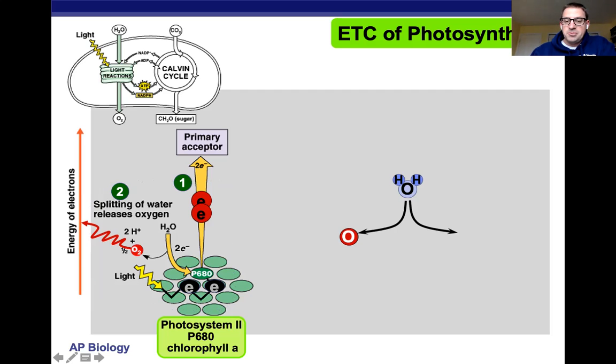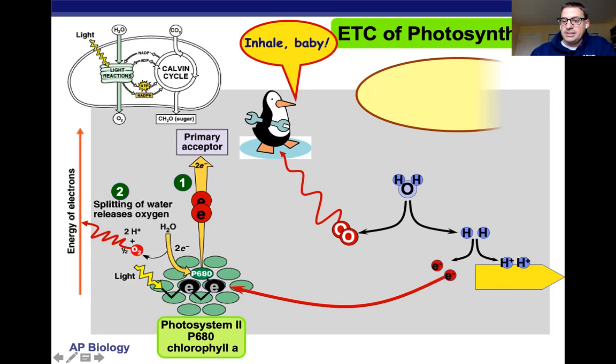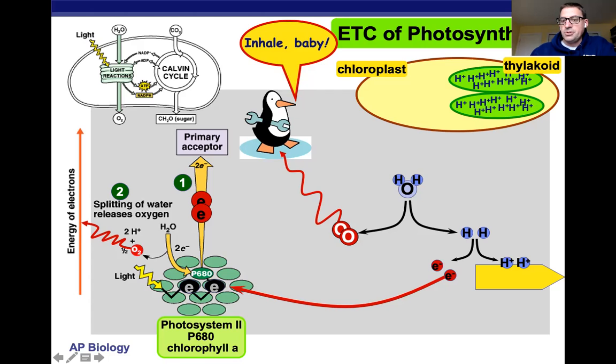So water is going to get split into an oxygen atom, and the oxygen atom will combine with oxygen from another water molecule and be released as oxygen gas. The hydrogen atoms from water are split into 2 electrons and 2 protons. The 2 electrons replace the electrons that were lost to the primary electron acceptor. The 2 protons remain within the thylakoid, so they are starting to contribute to a proton gradient, a proton motive force within the thylakoid.